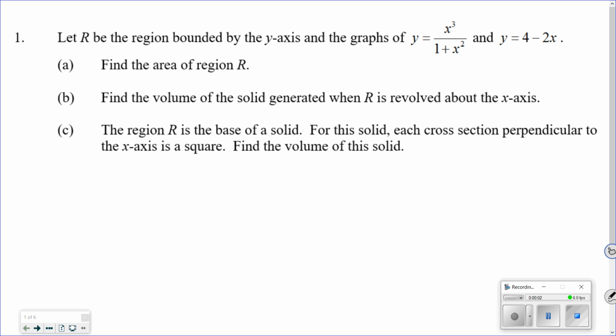Hey, this is review assignment 3. So this first one is a problem you can use your calculator on. It's an area problem. Most of us are really good with those.